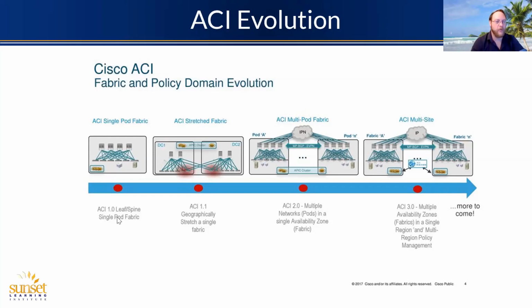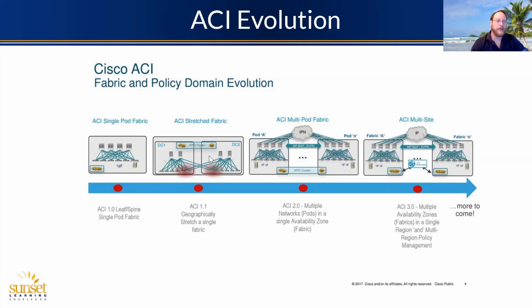When we started with leaf and spine architecture, we only had a single pod. What that meant is that just like any other sort of fabric that you see, you usually have some sort of routing protocol or some protocol that keeps track of it. That's what a single pod means, that we only have one instance of that protocol. For your information, that's actually intermediate system to intermediate system.